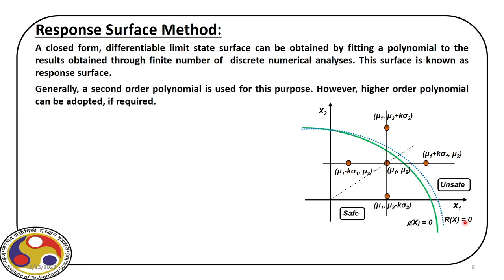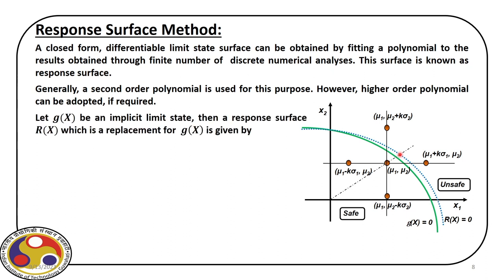Now, we have used a second order polynomial. So this function is twice differentiable if need be. So we can also invoke SORM for this model, and we can go for curvature corrections on top of the first order reliability index. Now this R(x), as I said, replaces the original limit state. So instead of working on that, we can now work on this R(x).